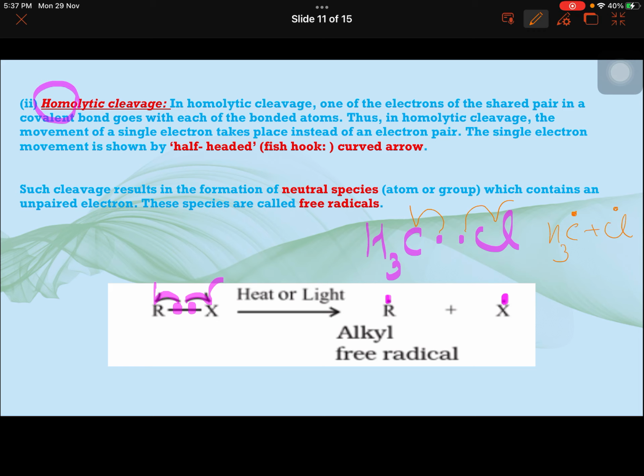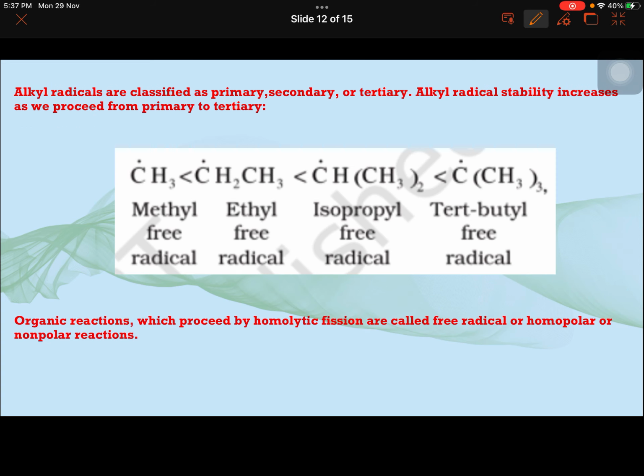So, I am using half-headed, which is also called fish hook curved arrow. I am using it to show that they are taking equal number of electrons, half electron. I am not showing the complete arrow like this because the conditions are such. I am providing light. In the presence of light, the bond is breaking like this. So, whenever you have this dot, they are called free radicals. So, we have talked about three intermediates right now: carbocation, carbanion, and free radicals.